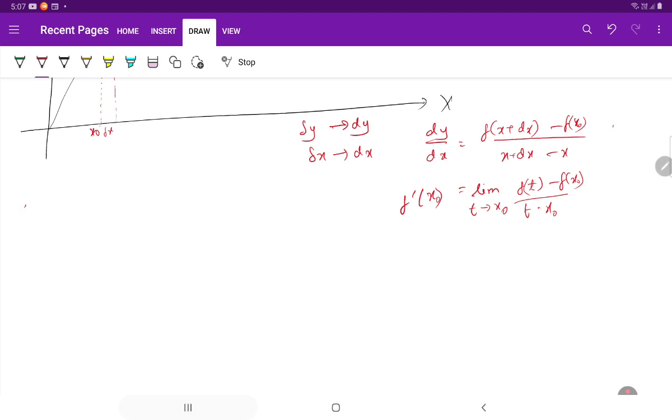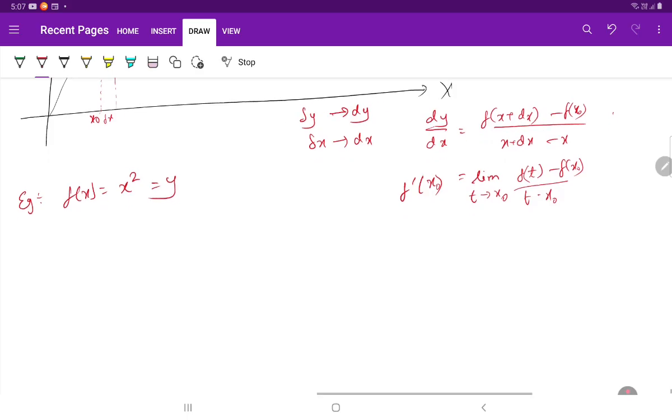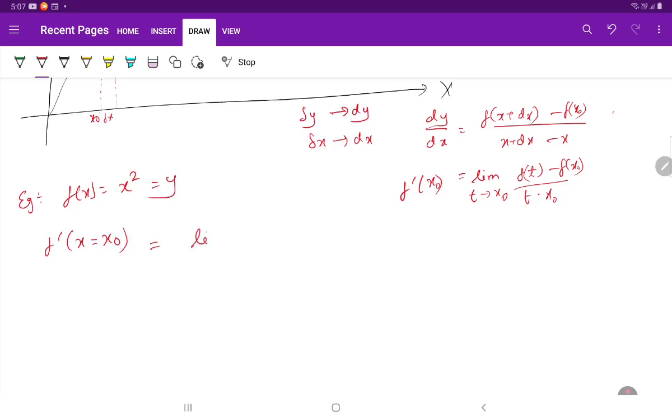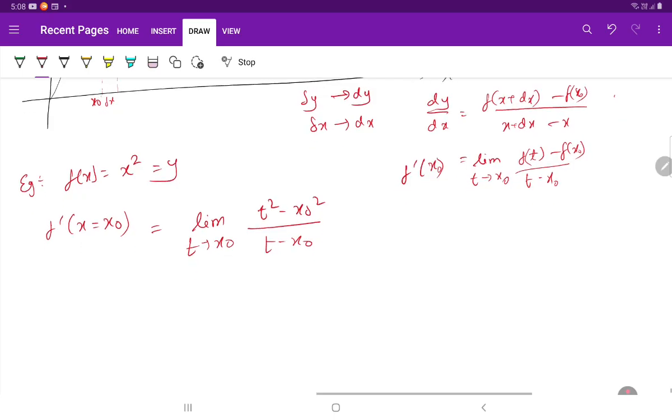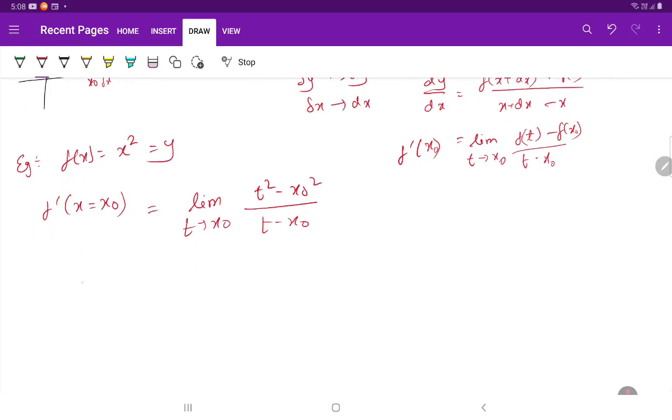Now coming to the important formulas, the formulas which you need to know. Suppose you have the function f of x is equal to x square, that is, y is equal to x square. Then can you tell me the f dash x at some x equal to x naught? You can write it as limit t tends to x naught of t square minus x naught square by t minus x naught. To do this limit evaluation, we'll substitute t as x naught plus h, where h is a very small quantity.